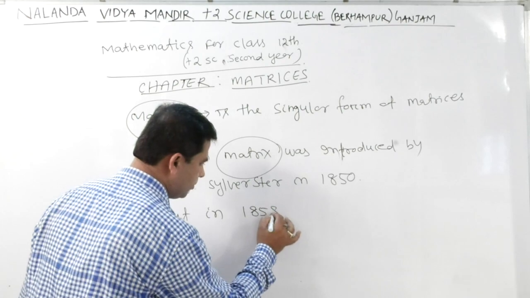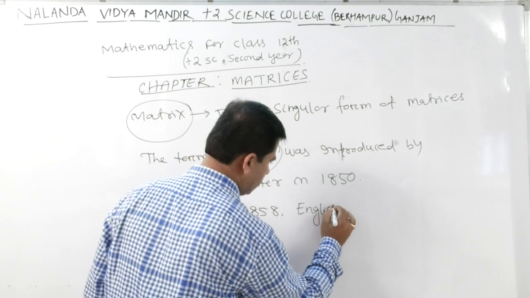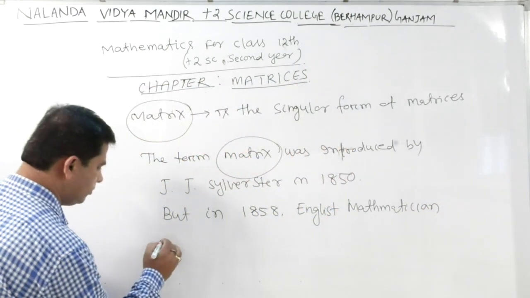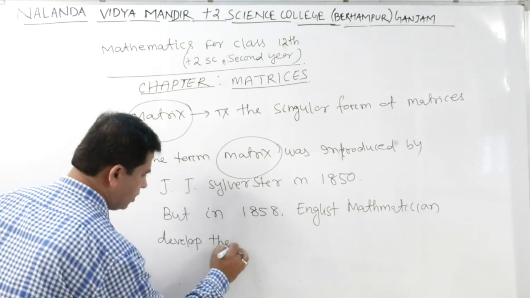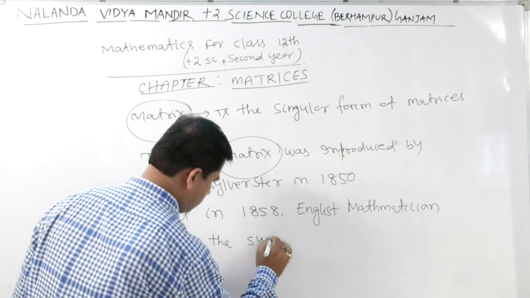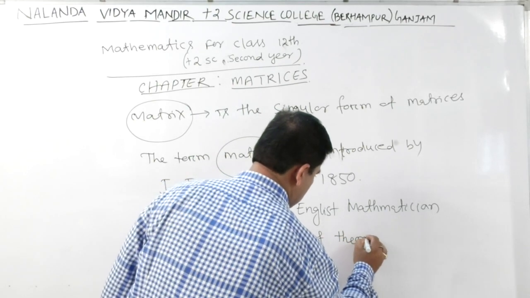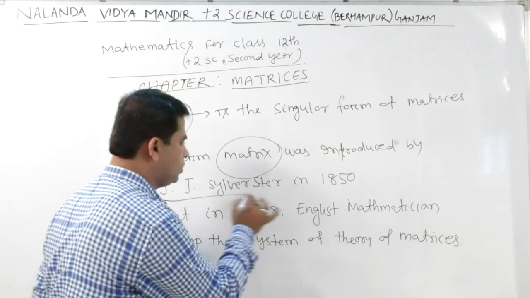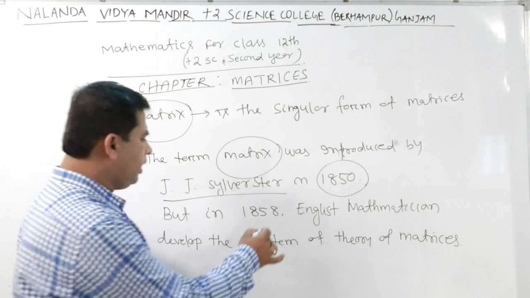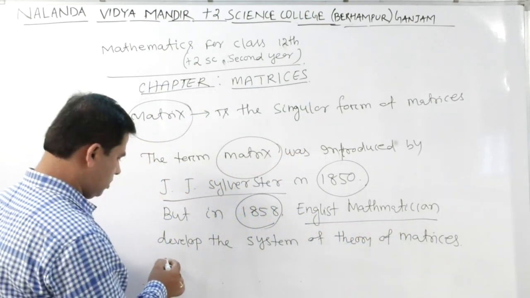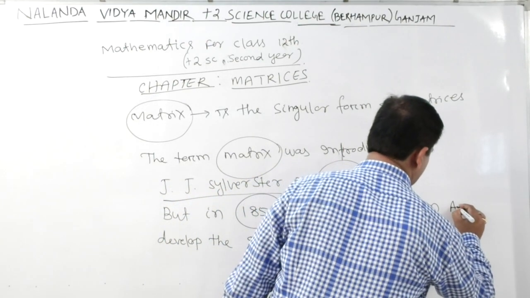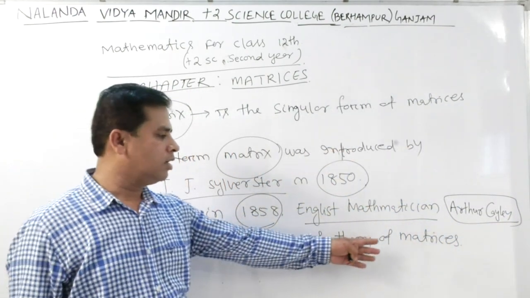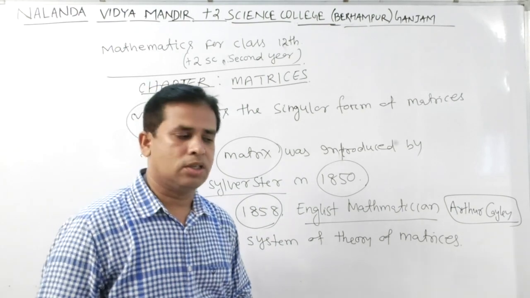But in 1858, English mathematician Arthur Cayley developed the theory of matrices. First, the matrix was introduced by J.J. Sylvester in 1850, but in 1858 Arthur Cayley developed the system of the theory of matrices. Now, introduction of matrix.